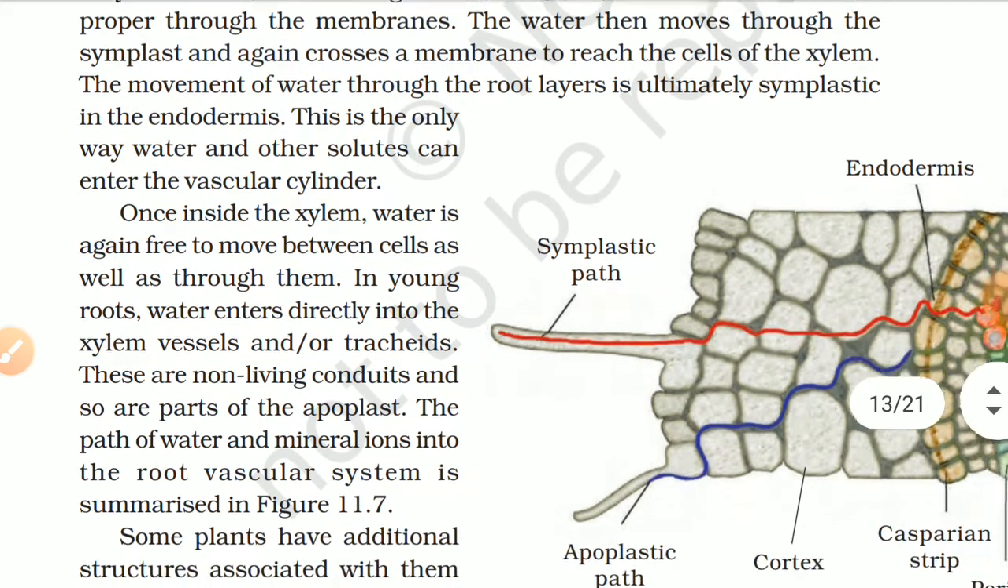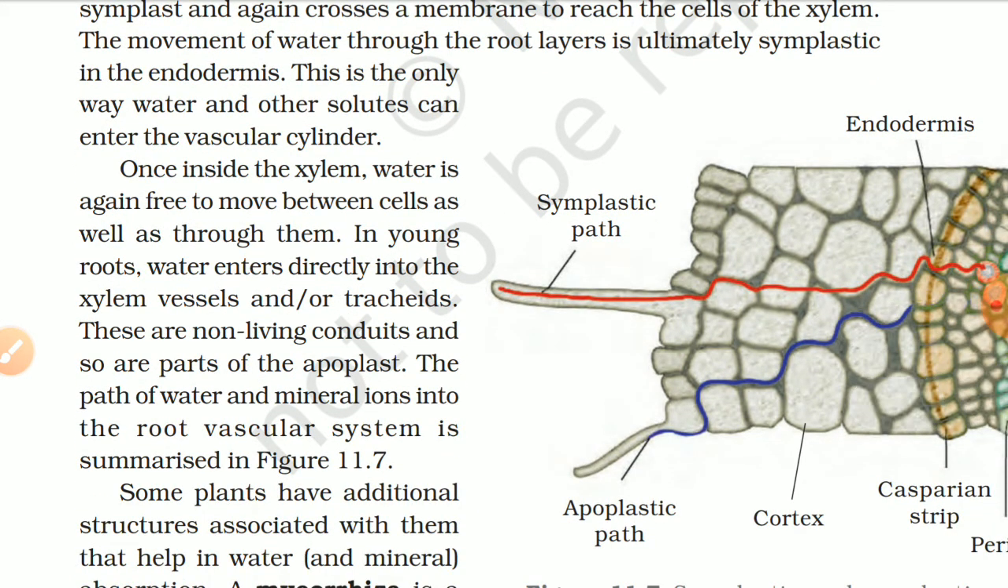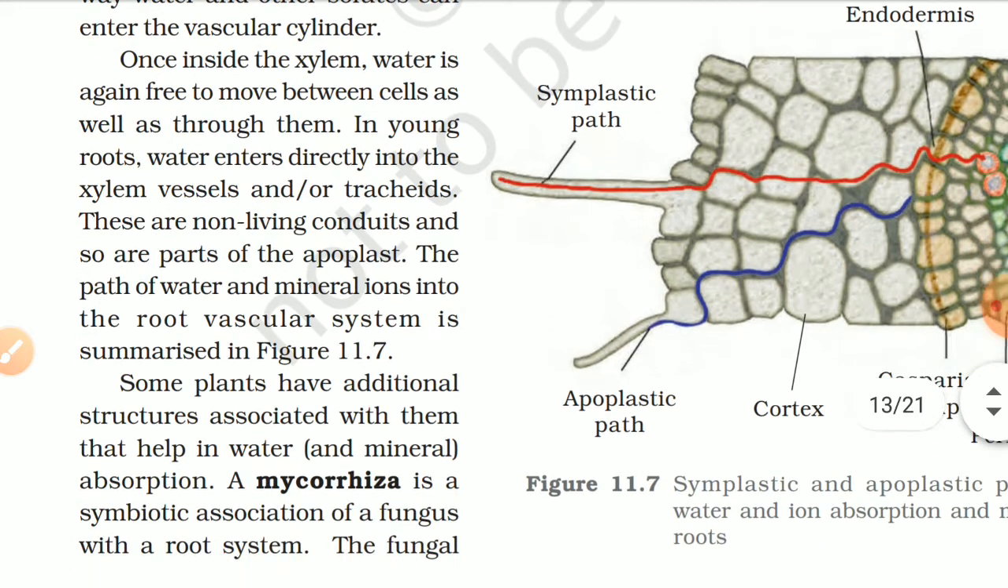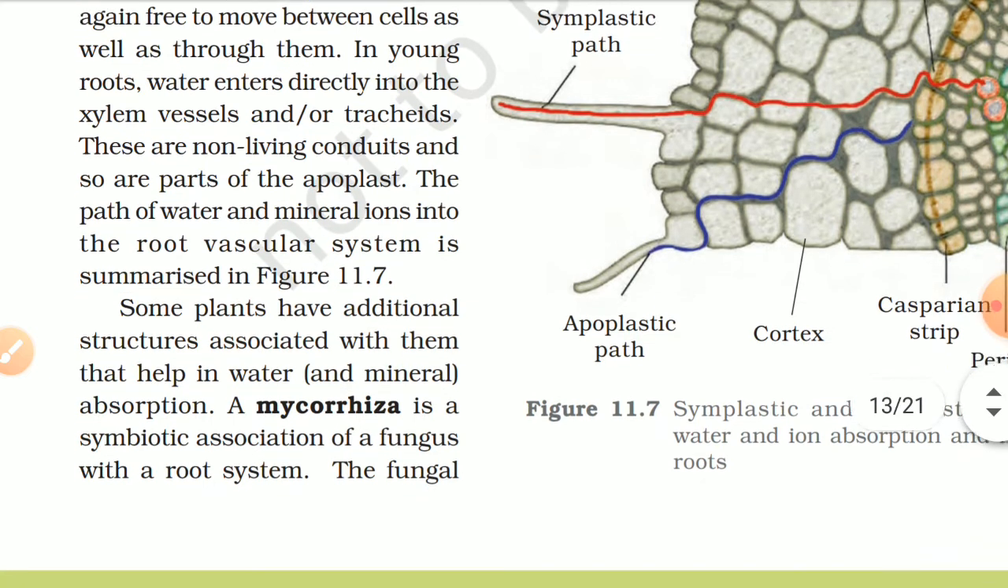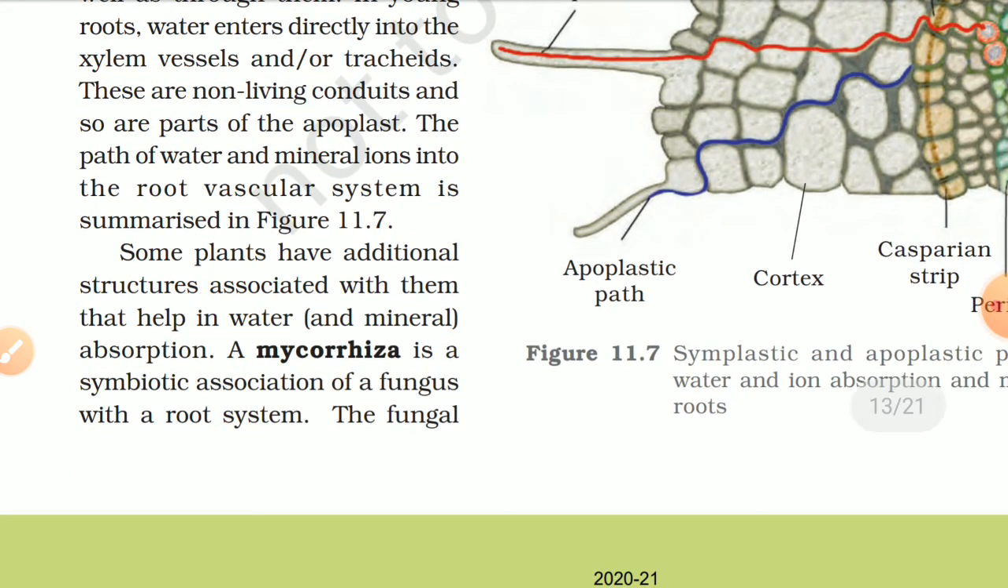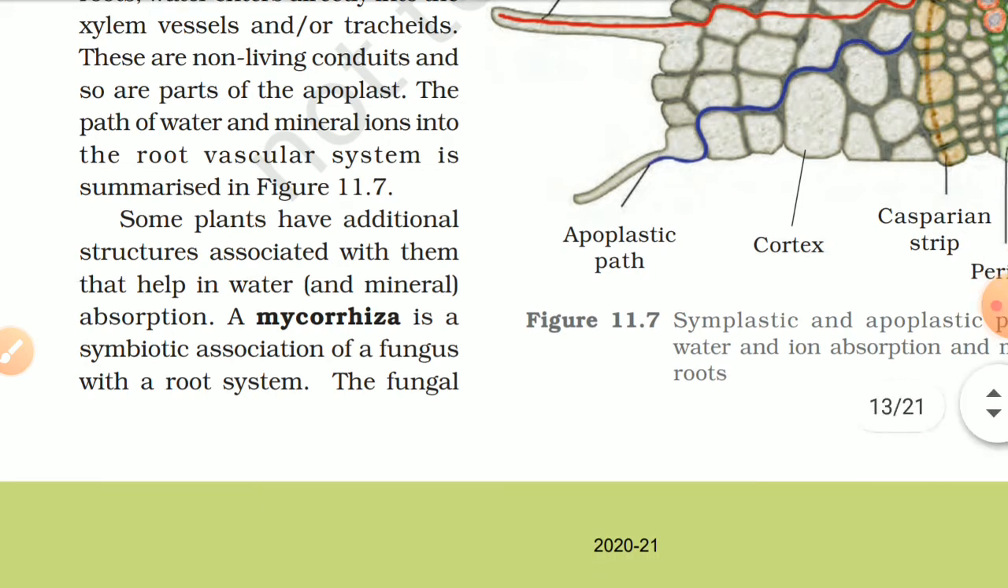Once inside the xylem, water is again free to move between the cells as well as through them. In young roots, water enters directly into the xylem vessels and or tracheids. These are not living conduits and so are parts of the apoplast. The path of water and mineral ions into the root vascular system is summarized in figure 11.7.